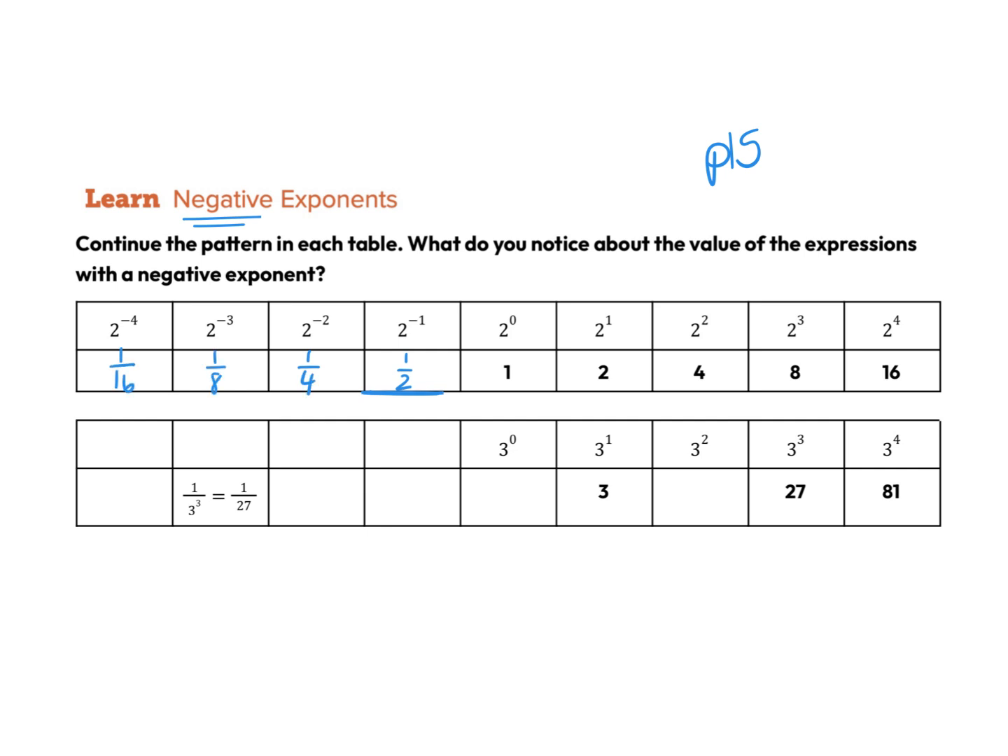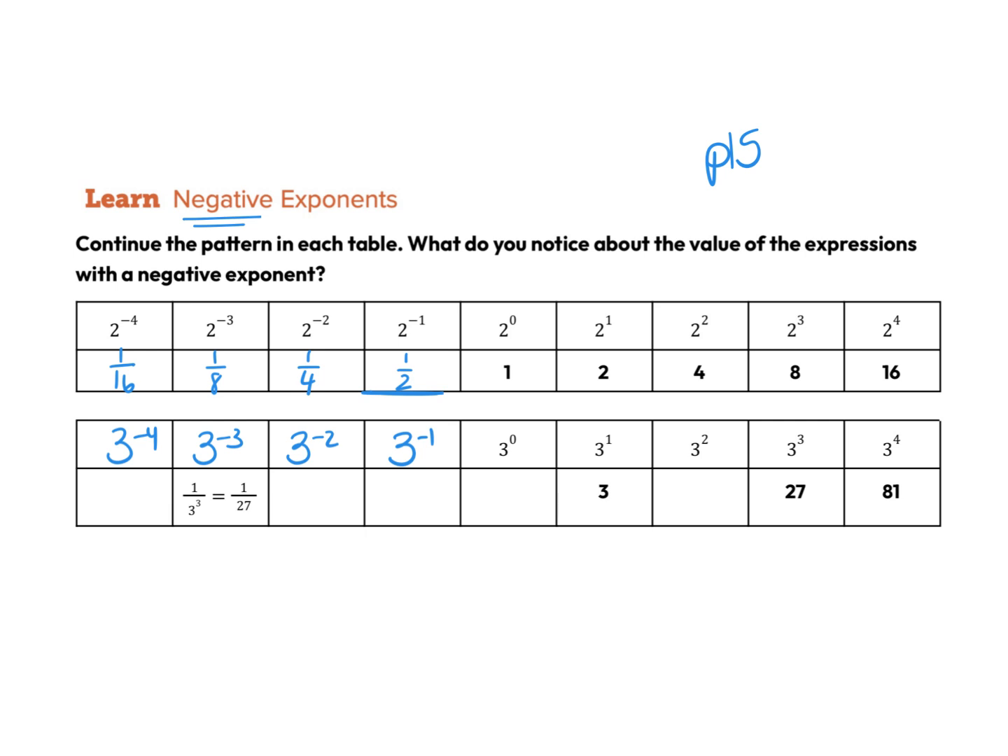So that number is getting half the size of the one that was to the right of it. All right, let's continue that pattern on the table below. We have 3 to the 0, 3 to the first, 3 to the second. So if we work that backwards, I've got 3 to the negative 1, 3 to the negative 2, 3 to the negative 3, 3 to the negative 4. And we've got some more to fill in here.